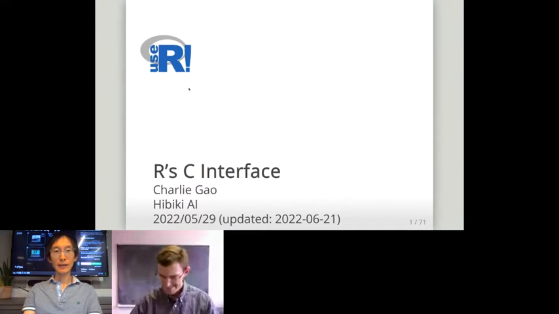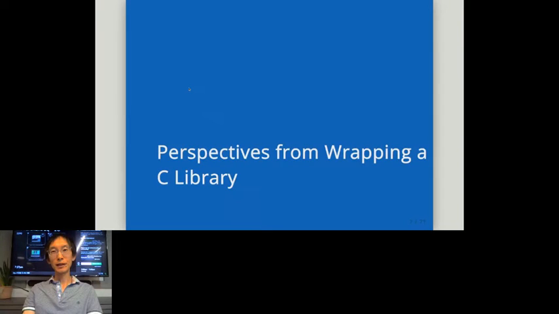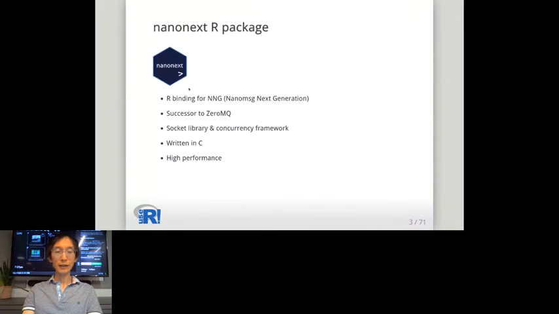So my talk today is on R's C interface. I'm a research scientist at Hibiki AI, and earlier this year we developed an R binding for a C library, and we proceeded to release that as an open source project. The C library that we wrapped was NNG, and that is essentially a socket library used for message passing and concurrency. And for those of you who might have heard of ZeroMQ, it is essentially a rewrite of that library in the C language, and it's designed for high performance.